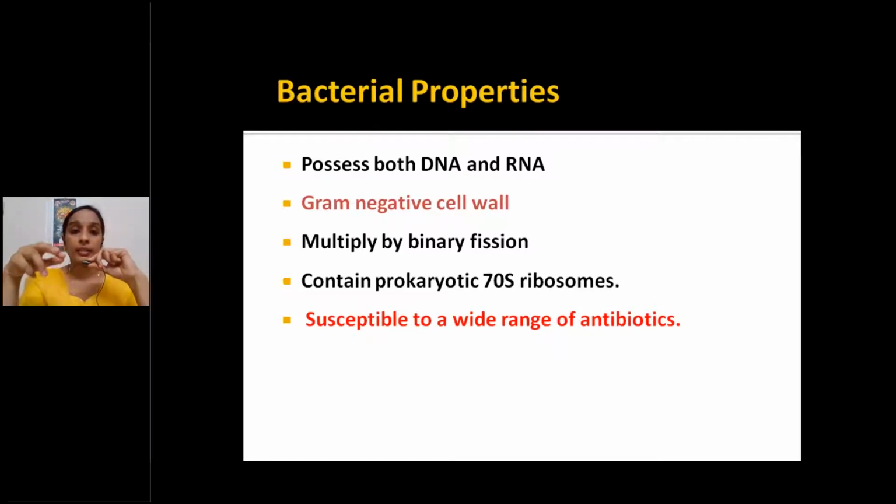Then it has a gram-negative cell wall, but poorly stained, as this gram-negative cell wall contains less peptidoglycan in Chlamydia. Third, they multiply by binary fission and contain prokaryotic 70S ribosomes. Last point and a very important bacterial property, this chlamydial group of organisms shows susceptibility to a wide range of antibiotics. That's why they reclassified this chlamydial group under bacteria.